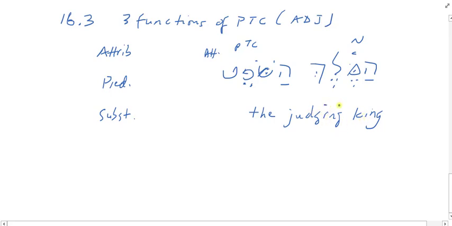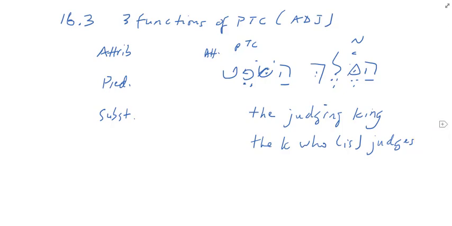What's another way to translate this? I could also translate this as the king who is judging. Okay? Or it could be the king who judges. So the participle could be used to describe something that's in process or something that normally happens, right? So you'll make a choice there based on contextual factors. So that's the attributive use of the participle.